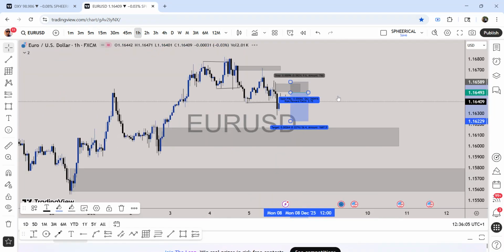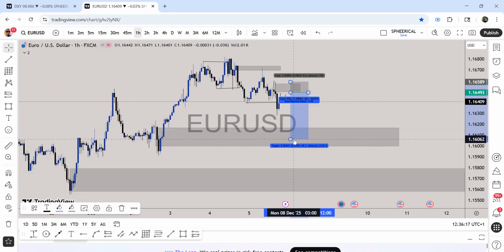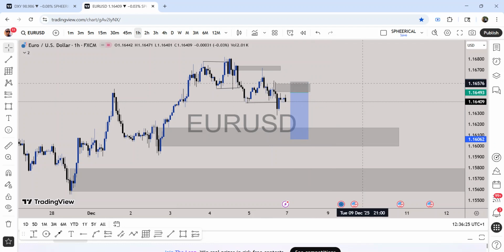Let's go to the 1 hour time frame. Targeting our take profit at least at this zone, which is 40 pips around. So we're targeting our first take profit at that zone. Then if it gives us another entry, we will see again. So this is what we have for Euro USD.